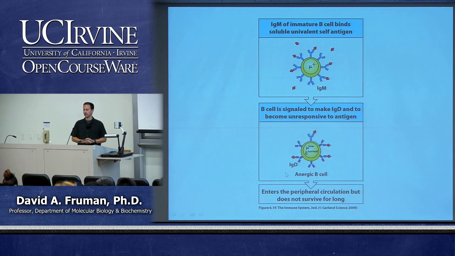Lupus patients tend to have lots of nuclear material around because their cells have defects in apoptosis. Then you can get these anti-DNA and anti-RNA or ribonucleoprotein antibodies. This is outside the scope of today's lecture, but just keep in mind that central tolerance in the bone marrow for B cells, in the thymus for T cells, eliminates most of your self-reactivity, but not all of it. And that is why you have the potential for autoimmune disease later on.